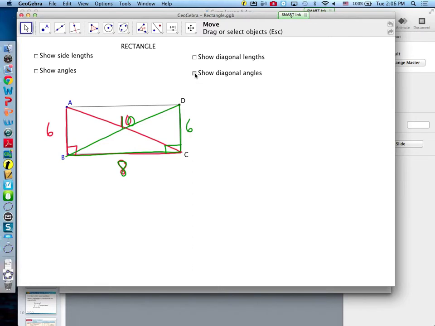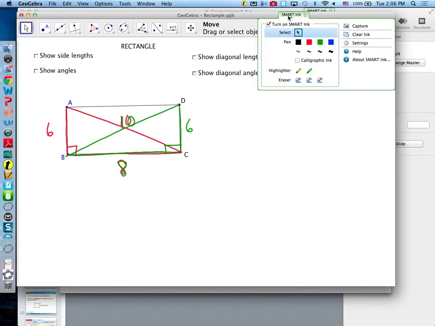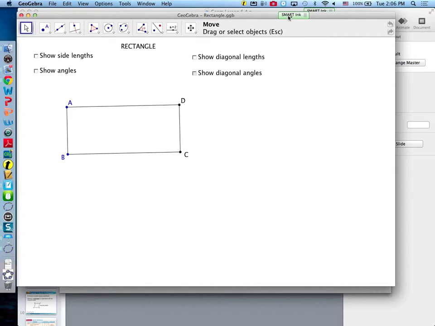Okay, so those diagonals, when they meet, are they perpendicular? Do they bisect the corners? Do they make a 45 and a 45 in the corners of the rectangle? Do some measuring on some of those angles. Let's see what happens with those. That's 45. 45 in the corner? I got just 36.